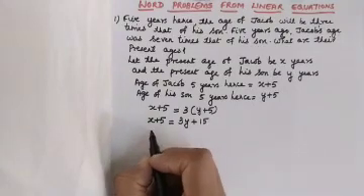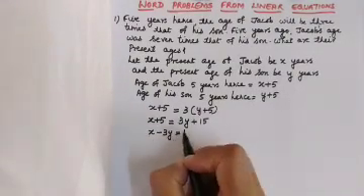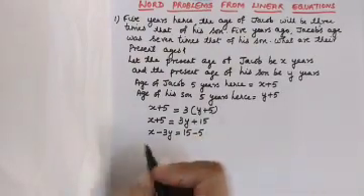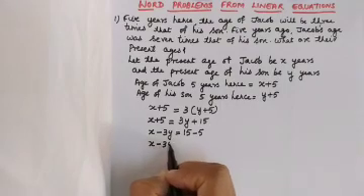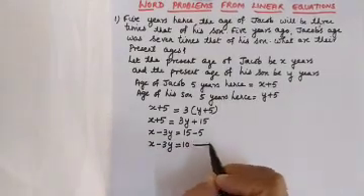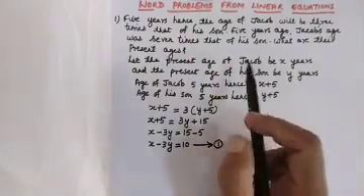Now bring this 3y to the left side. x minus 3y equal to 15 is on the right side. Take this plus 5 that side, it becomes minus 5. Therefore x minus 3y equal to 10. So you have got one linear equation. Mark it as equation 1. Now go to the next condition.